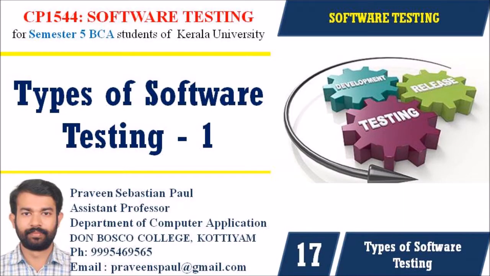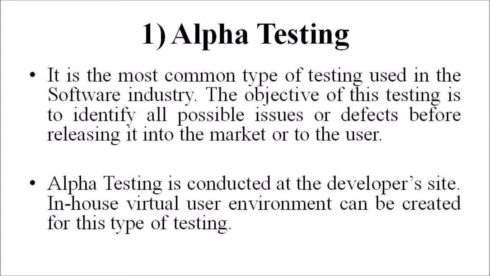In this set of 4 lectures, we are discussing different types of testing methods that are most common in the software engineering field. That is, from lecture number 16 to lecture number 20, we are discussing commonly available software testing methods in the software engineering field. So the first one is alpha testing.